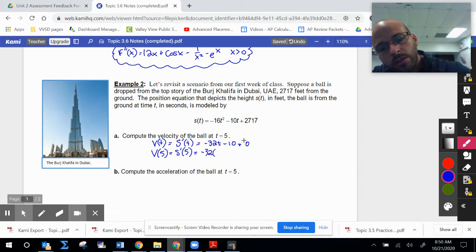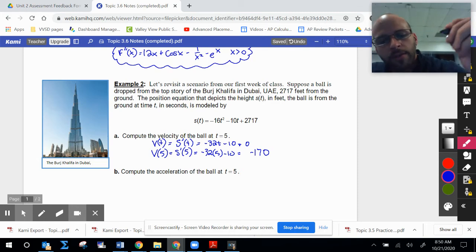So I have negative 32 times 5 minus 10. And if I do this times minus 10, I get a value of negative 170. Now I want to put units on that.